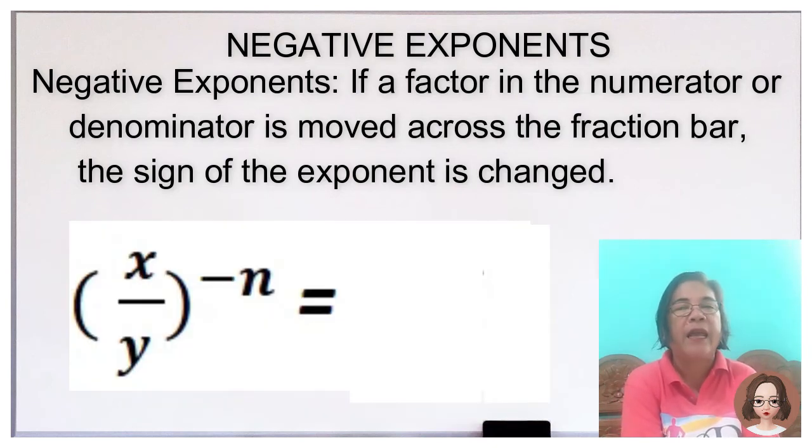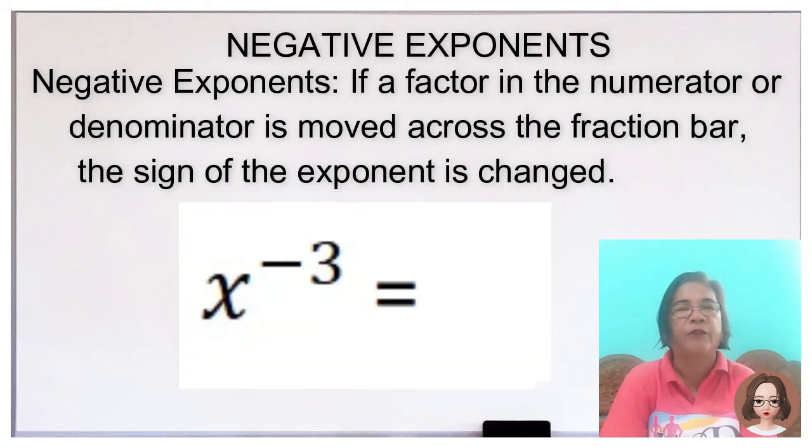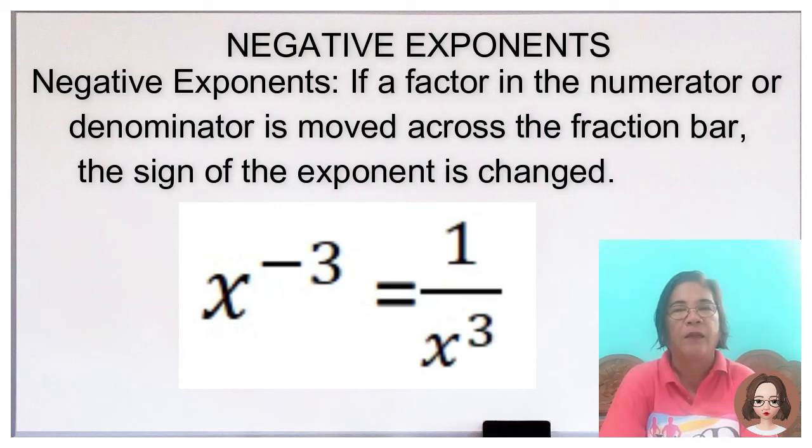Or if we have here x over y raised to the negative n, so we take the reciprocal of x over y, that turns out to be y over x raised. This time, the exponent turned out to be a positive n. Let's have this example. If we have here x raised to the negative 3, so the reciprocal of x is 1 over x, right? And then the negative 3 turned out to be a positive 3. So the final answer is 1 over x raised to the third.